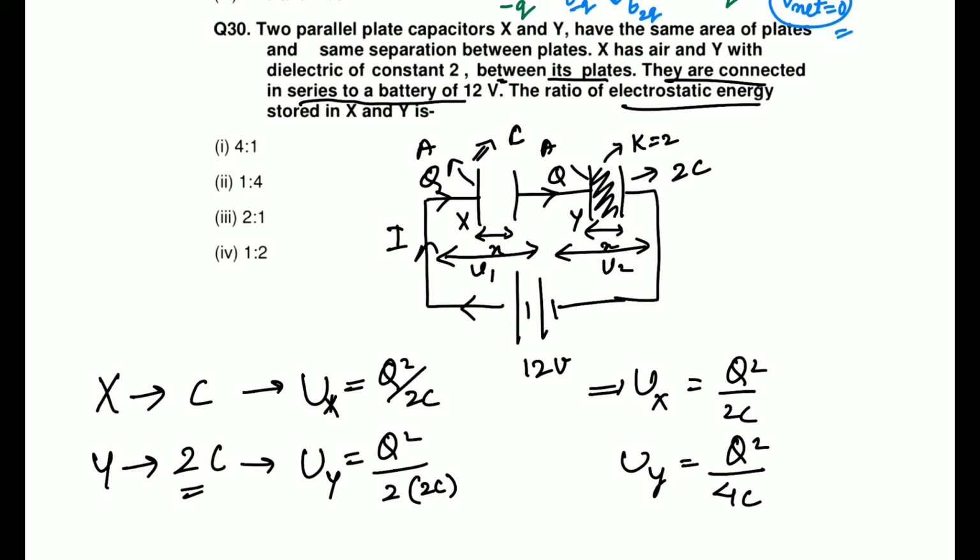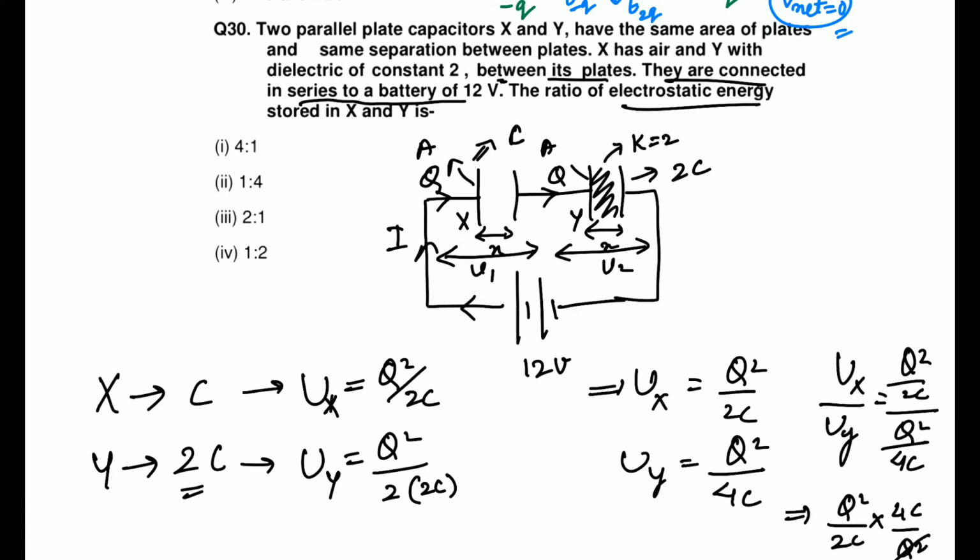The ratio of electrostatic energy, so Ux upon Uy, I'm supposed to find out. Ux is Q square by 2C divided by Q square by 4C, or you can simply write this as Q square by 2C multiplied by 4C upon Q square. Q square cancels out, C cancels out, this is 1, this is 2. So the answer is 2 is to 1. We have to check whether it is there in our options. Yes, it is there. 2 is to 1 is the answer.